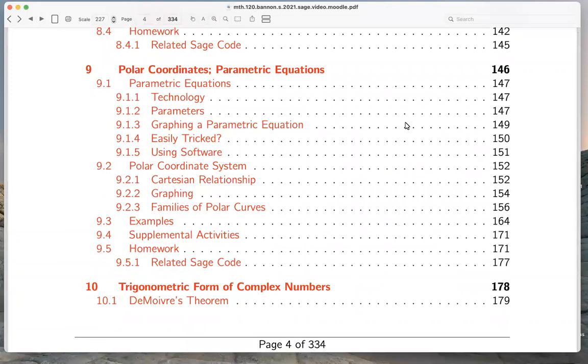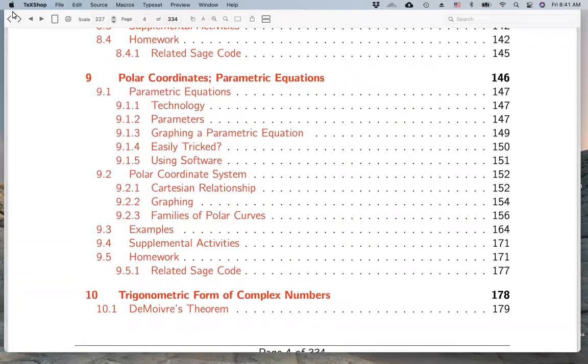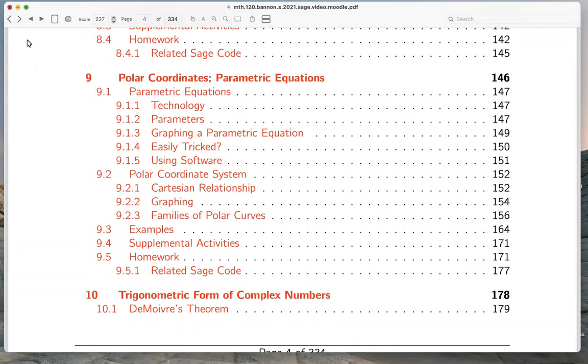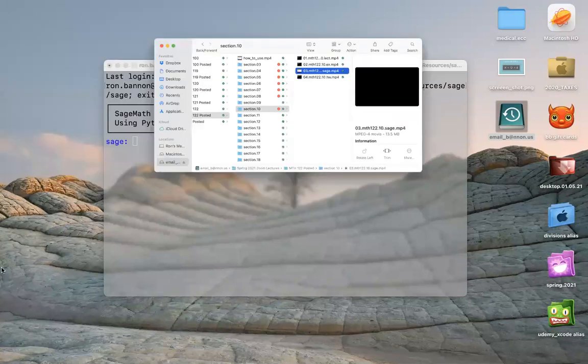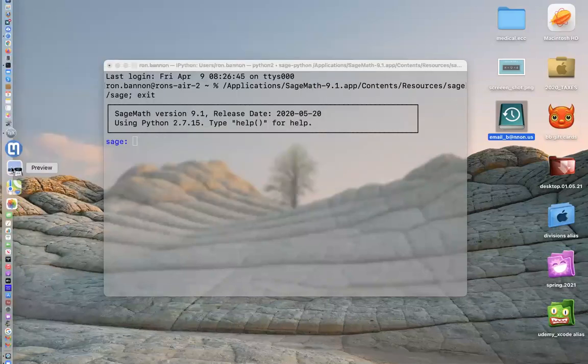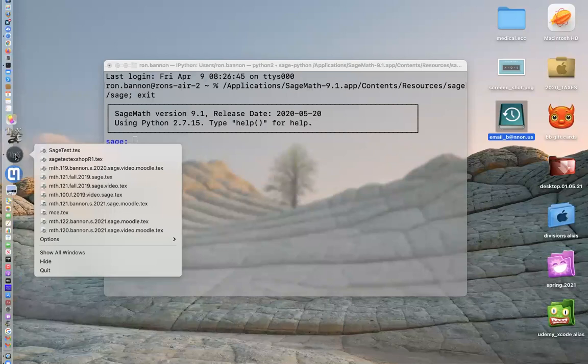Okay, we're in section... nope, wrong notes. I've got to get to the right notes now. Give me one second. Close that out. Close that out. Just be patient with me. Get the right notes here.